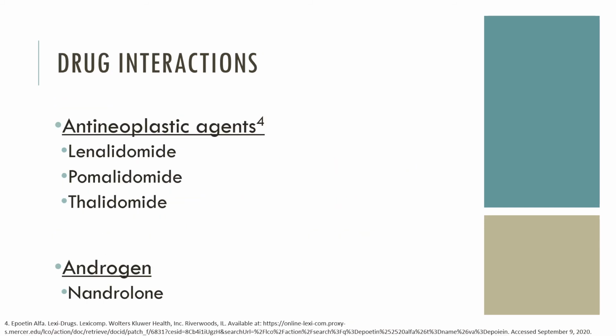Here are some of the drugs that may interact with Epoetin alfa, including anti-neoplastic agents and androgens. So you want to avoid using these agents with Epoetin alfa because they can enhance the effect of producing more red blood cells, so you might be producing way more than you anticipated.